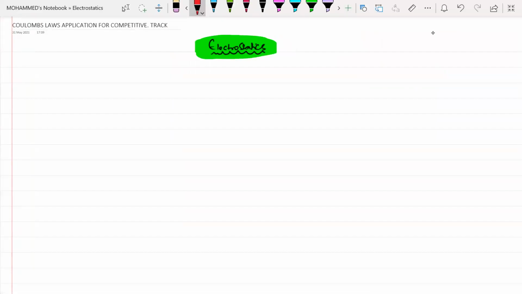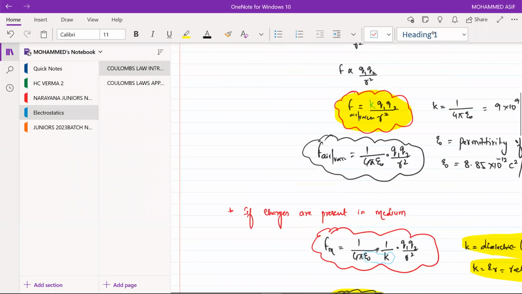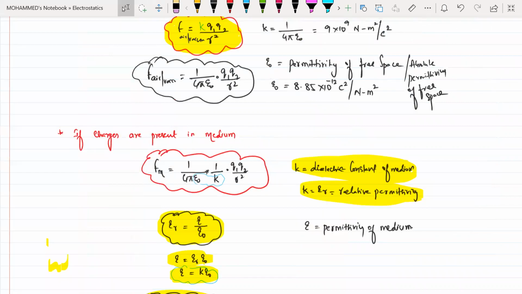The force between any two point charges: F is equal to 1 by 4 pi epsilon naught Q1 Q2 by R square. Isn't it? The value of 1 by 4 pi epsilon naught is how much, beta? 9 into 10 to the power of 9.